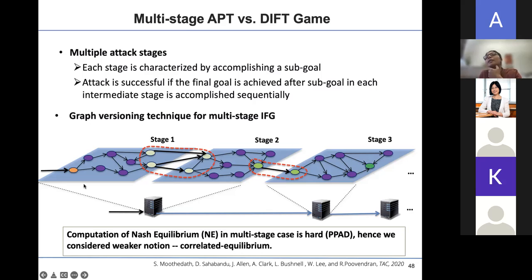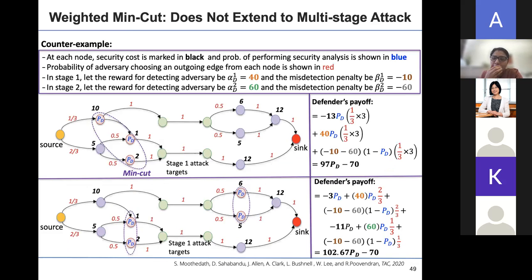But in this setting, the min-cut solution we saw before does not extend. So here we are looking at a weaker notion of equilibrium, which is called correlated equilibrium. And here I have a simple counterexample to show why the min cut doesn't work. I'm not going into details of this, but in the first figure, I'm actually selecting the min cut nodes. This is our older graph with the min cut.